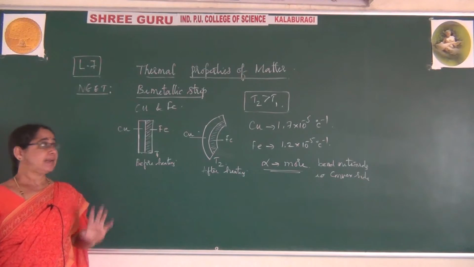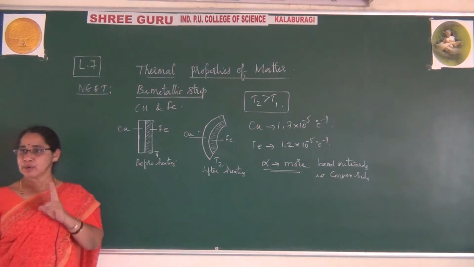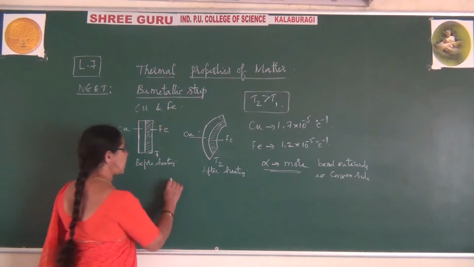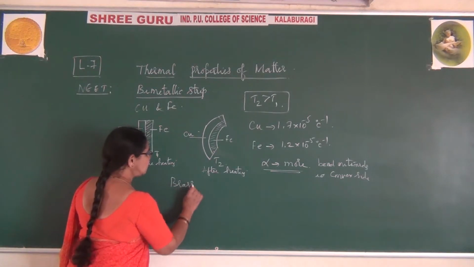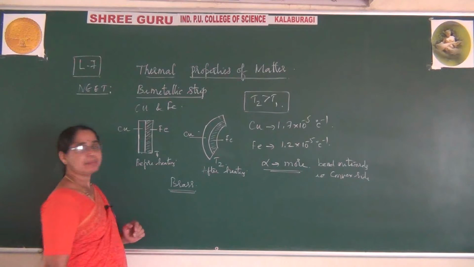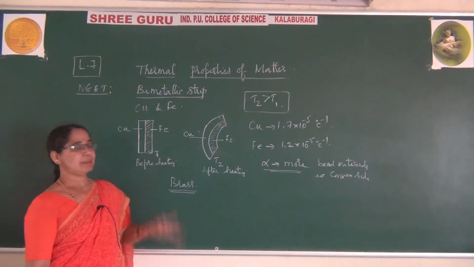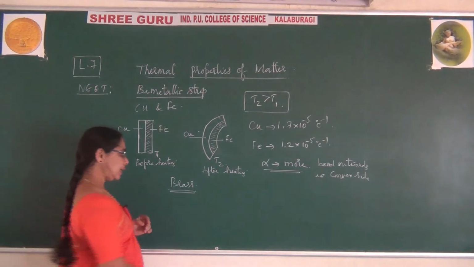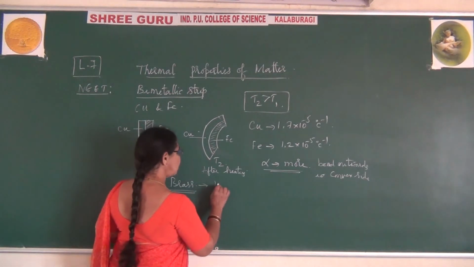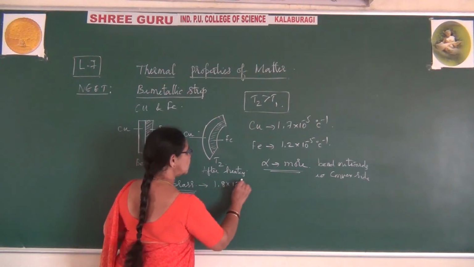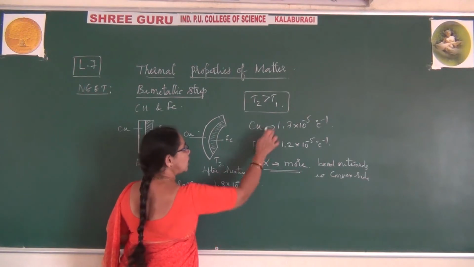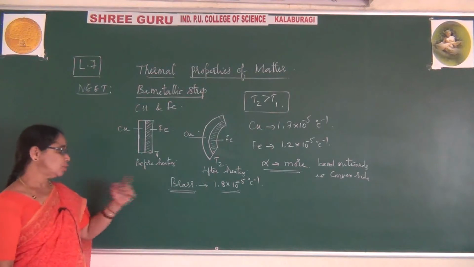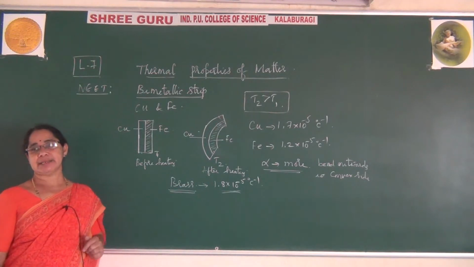Okay. Particularly for a bimetallic strip we use two strips, and most of the time we prefer to use brass. One of them is compulsorily brass and the other may be iron, copper, whatever you want. Why do we take brass? Because brass has a coefficient of 1.8 x 10^-5 per degree centigrade compared to copper. So most of the time we prefer brass for bimetallic strips.